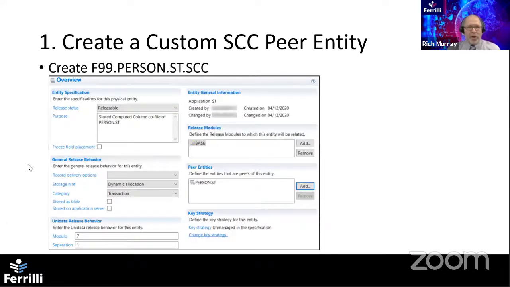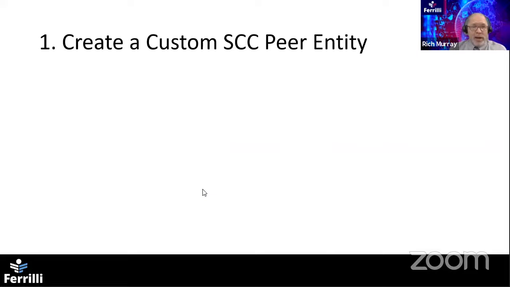And we have our overview page in Colleague Studio, and I put a little documentation in there. All this other stuff is pretty much the same for any other custom file that you might create. I did put in the peer entity of person ST, more for documentation, kind of double dosing it here in the purpose and in the peer entities. All right, so the file shell is created. Now we're going to add some attributes.